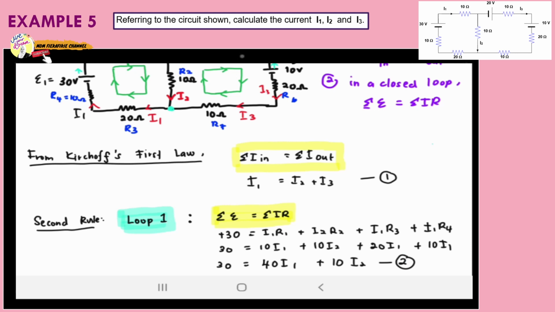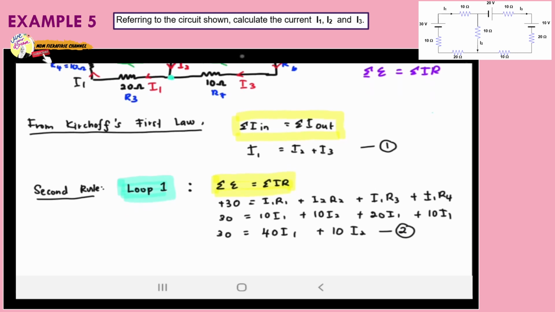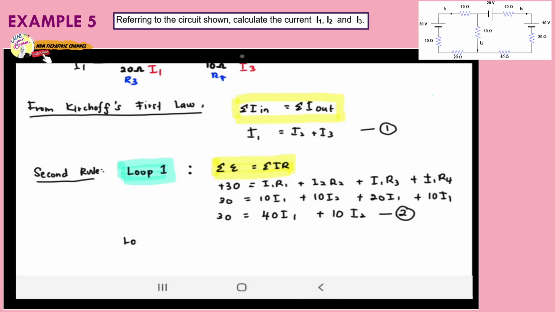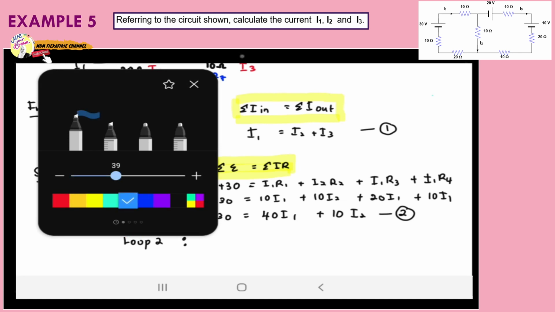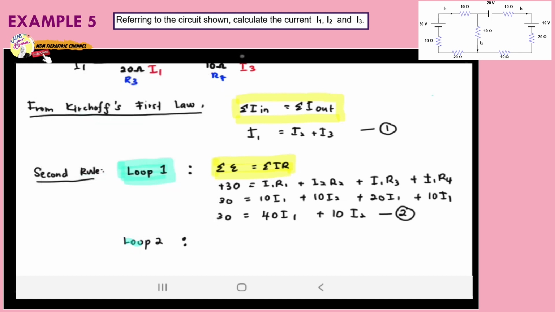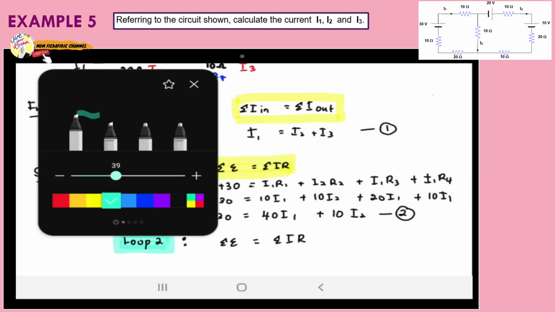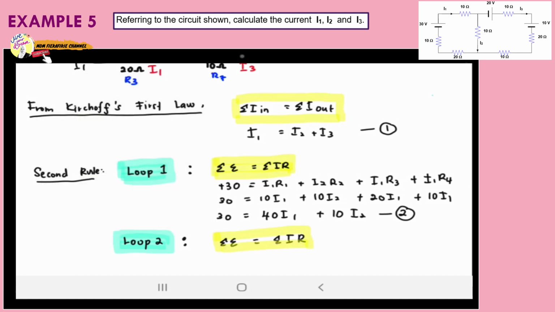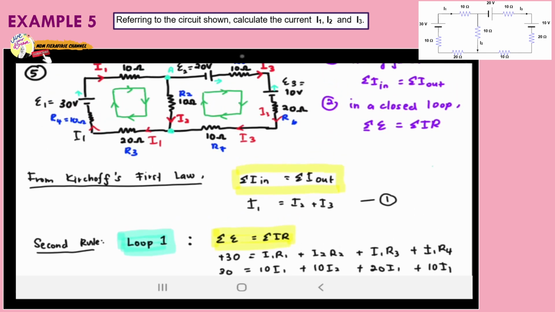Alright, now let's focus on the second loop. So it's loop 2. Let's consider the second loop. Same as the first one, total EMF is equal to total IR. Let's highlight first, this is from Kirchhoff's second rule. Now let's focus on the second loop.